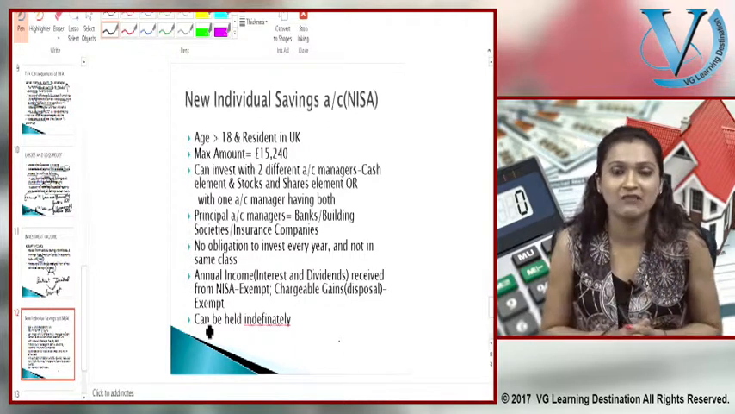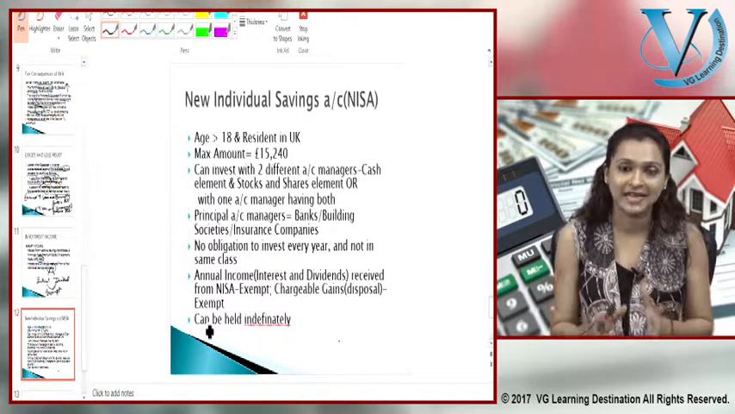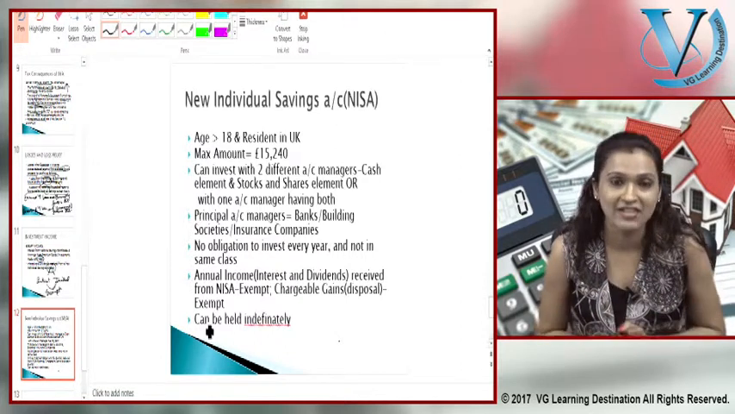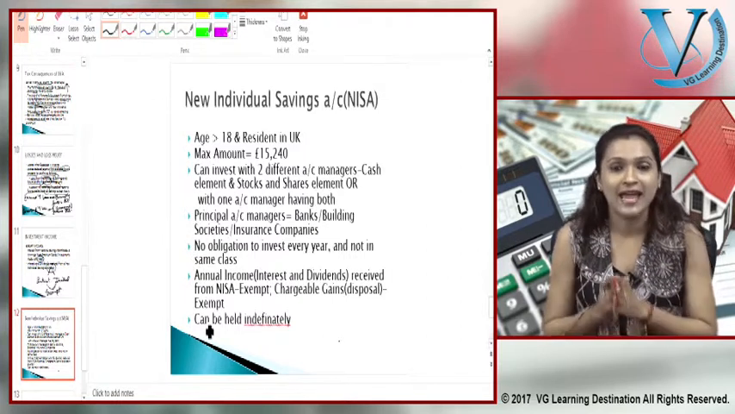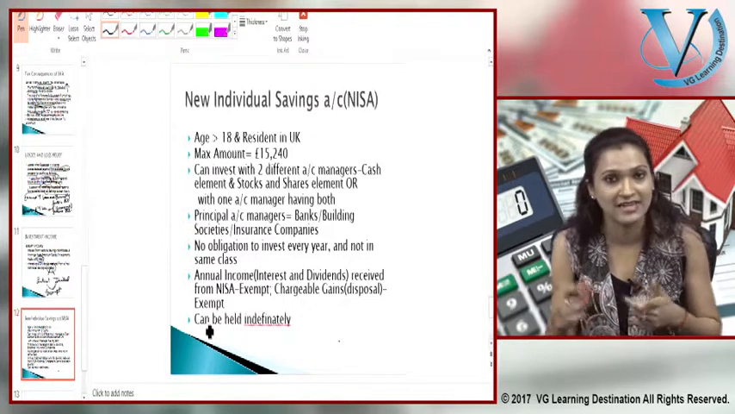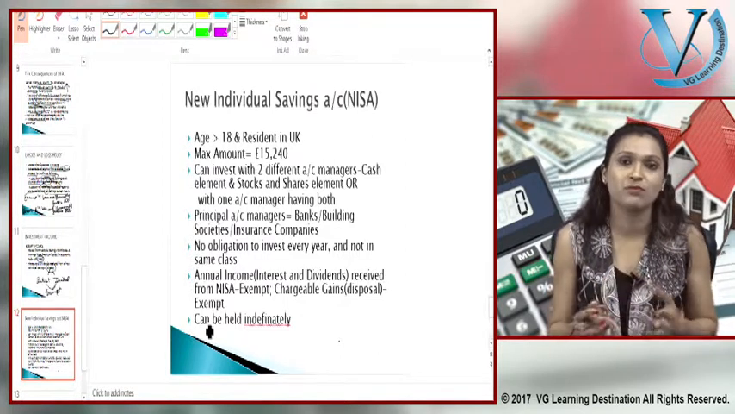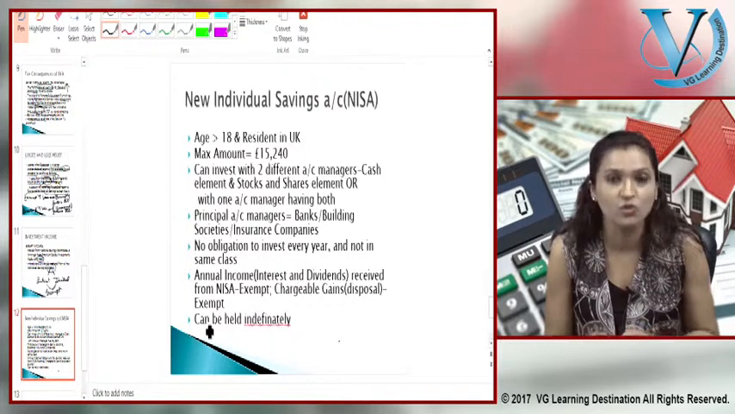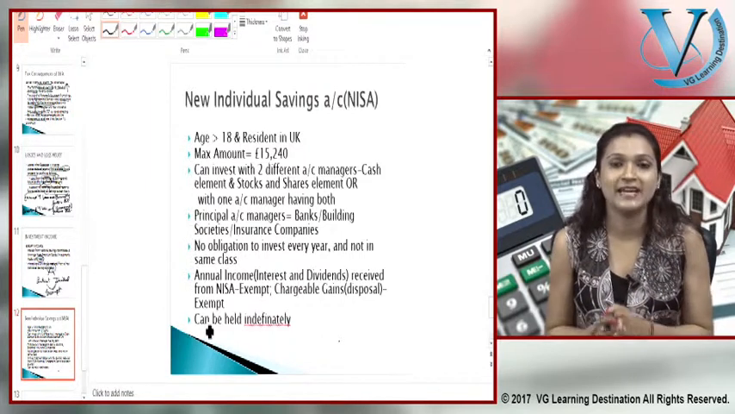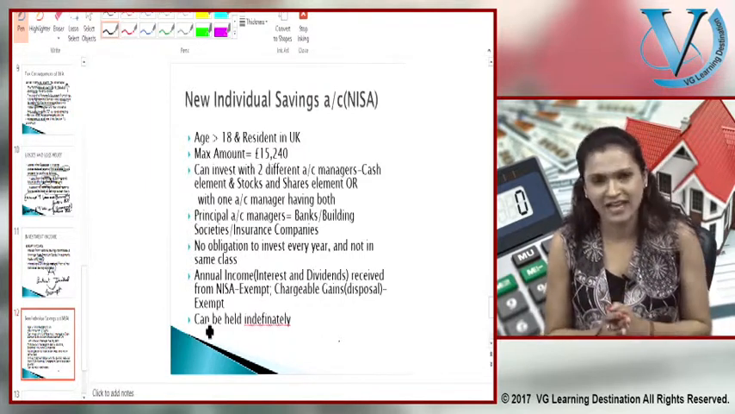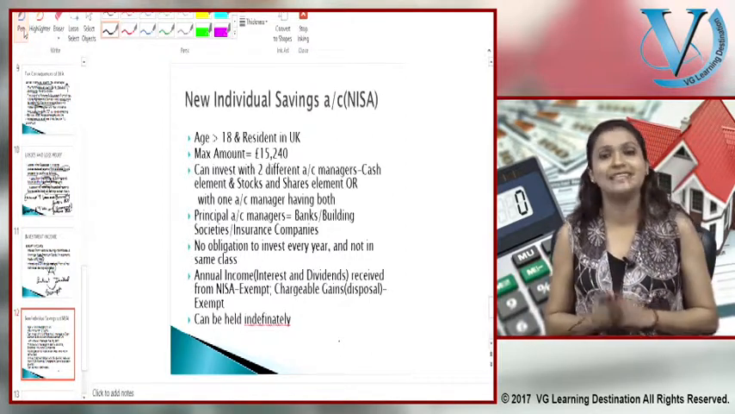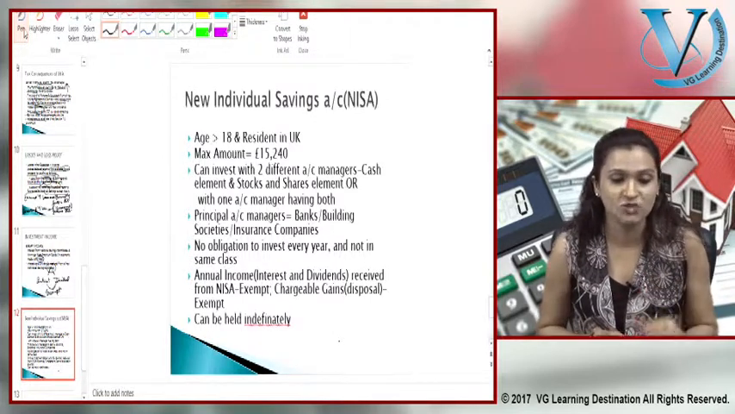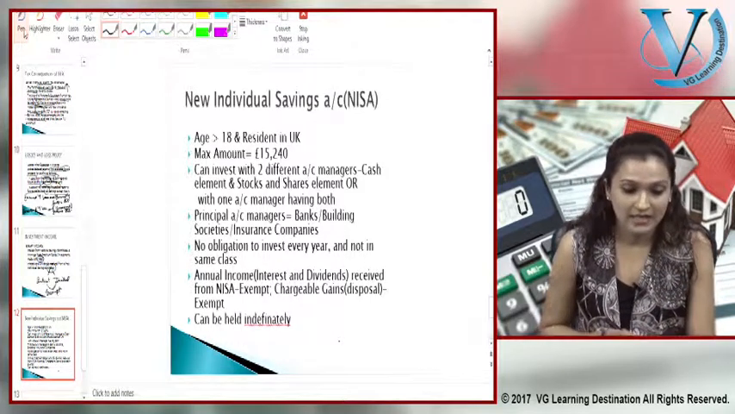Now, why do you think the government is giving away exempt incomes? So that individuals get into the habit of saving. The government is trying to encourage savings here, so that exempt income in the form of interest and dividends is earned, and people of the UK who are residents and more than 18 years of age get into the habit of saving. So a very brief introduction, very brief theory knowledge, is all that you need of your NISA account, which is a new individual savings account.